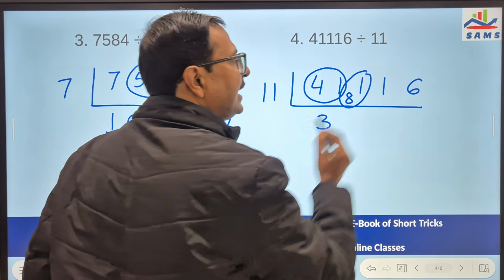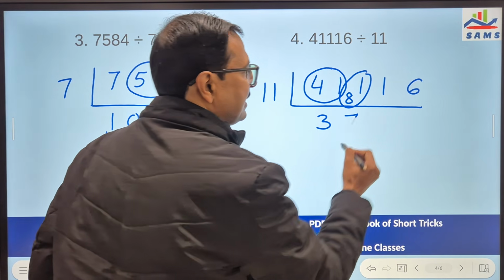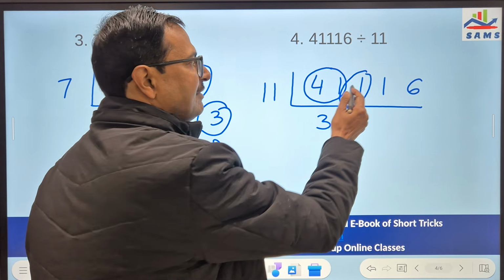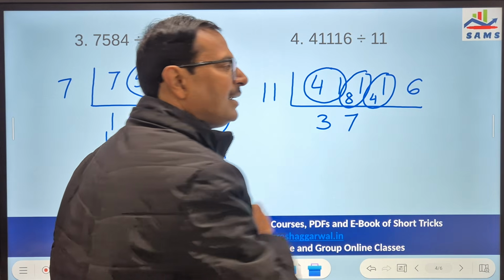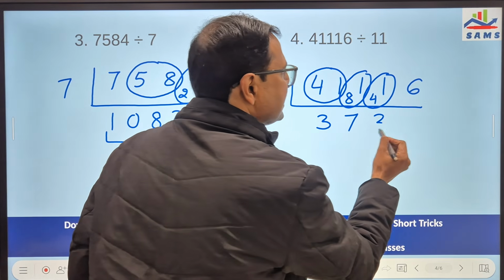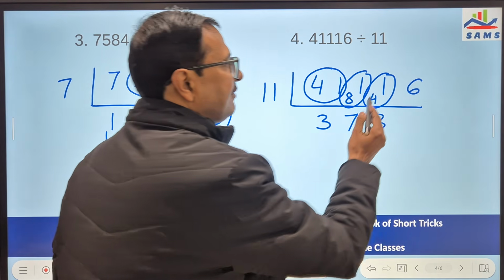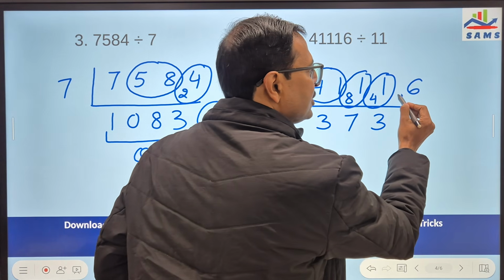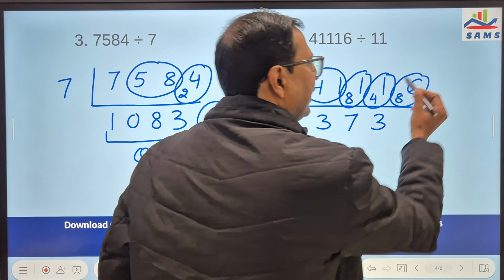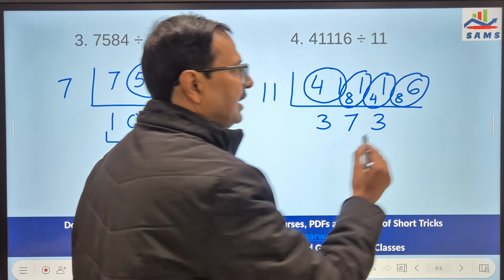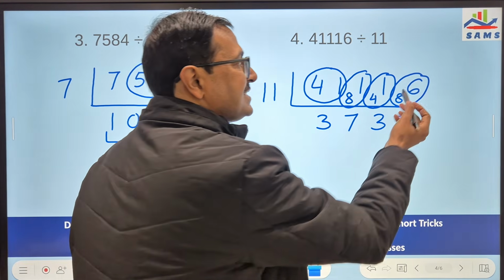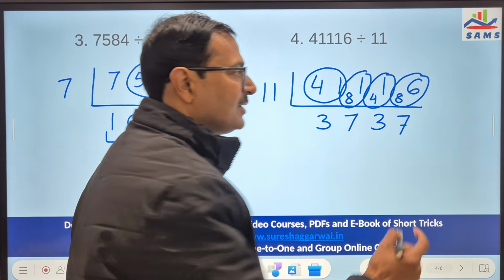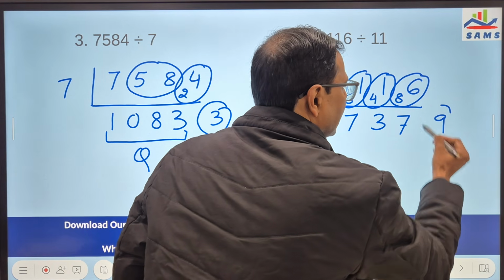Now I will consider 81. 11 7 times is 77. 81 minus 77 is 4. So I will write a 4 here. 41. 11 3 times is 33, and 41 minus 33 is 8. So I will put a 8 here. Now I have to consider 86. 11 7 times is 77, and 86 minus 77 is 9. So I will write the 9 as the quotient.